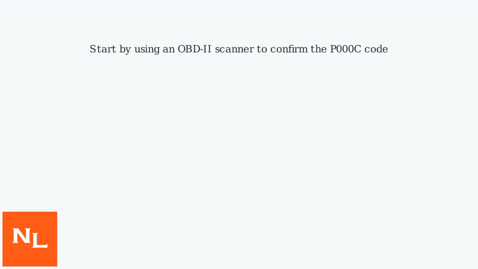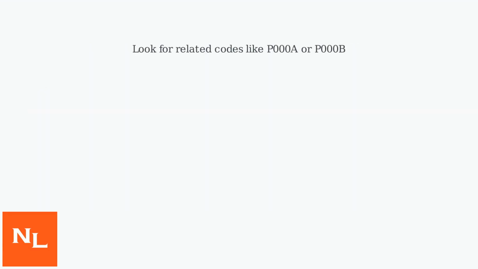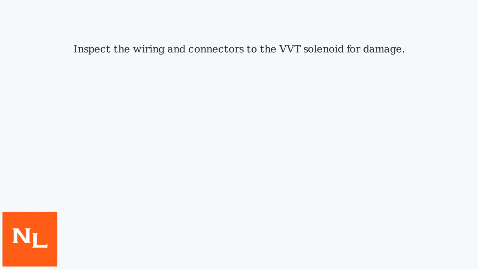Start by using an OBD2 scanner to confirm the P000C code and note any freeze frame data, engine RPM, load, timing. Look for related codes like P000A or P000B, timing over advanced or retarded. Perform a visual inspection. Check the engine oil level and condition. Sludge or low oil pressure can hinder VVT solenoid operation. Inspect the wiring and connectors to the VVT solenoid for damage.